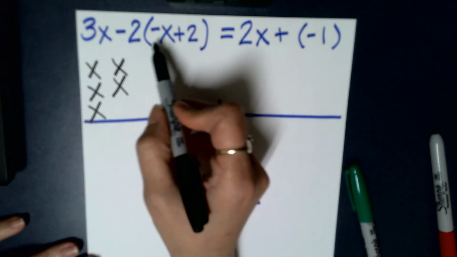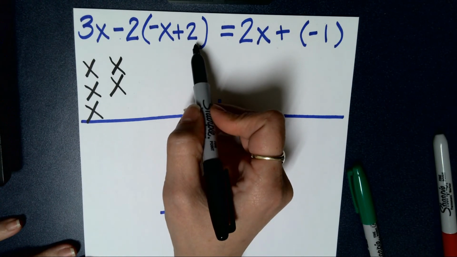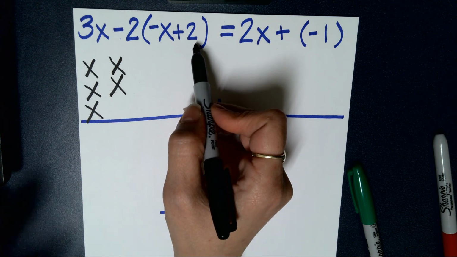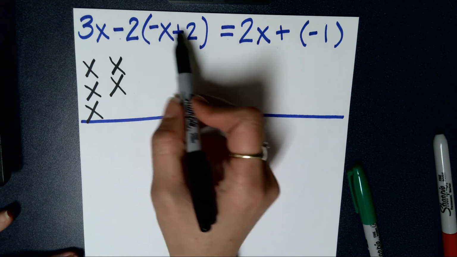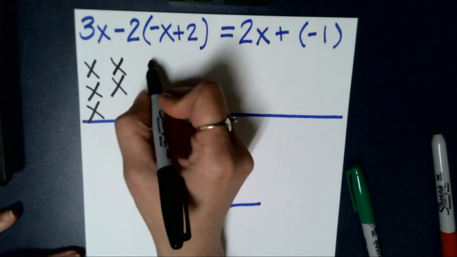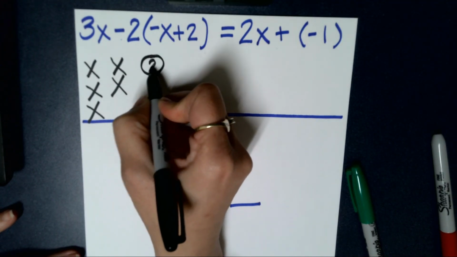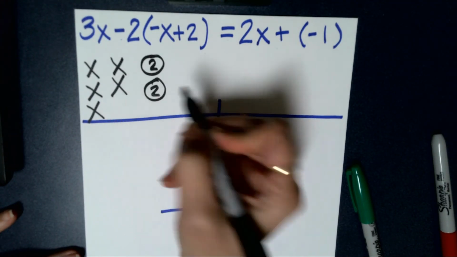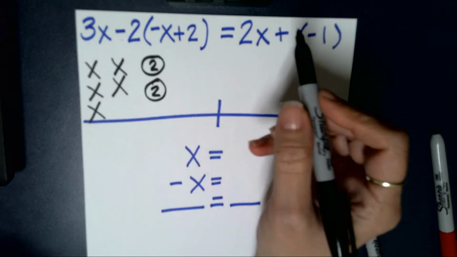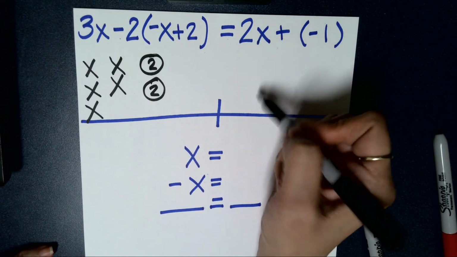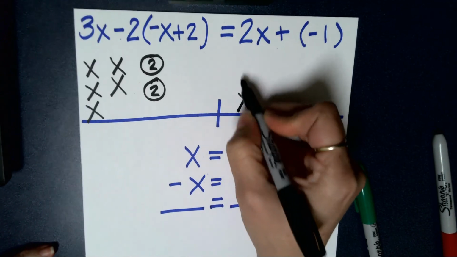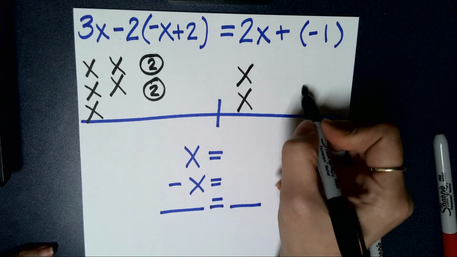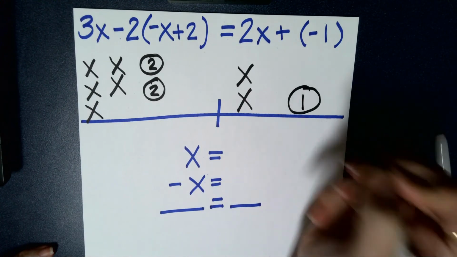And then we have to remove 2 red cubes, 2 positives. Well, we don't have 2 positives to remove, so we'd create those 0 pairs and then remove the positives, which leaves us with 2 negative 2's. On the right hand side we've got 2 x's, and then we have a negative 1. Remember, negatives go in circles.